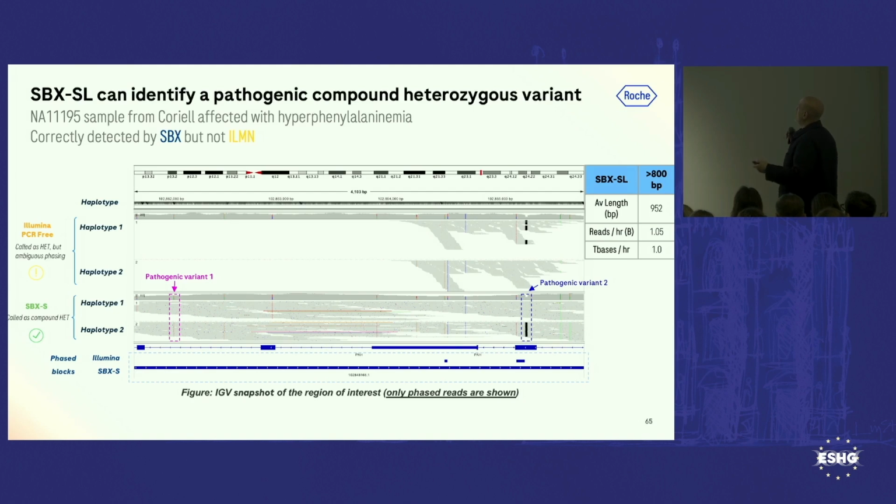Okay, and this is just one last thing on this, which was a pathogenic compound heterozygous variant from a sample that was affected with hyperphenylalaninemia, easier to say. And we were able to correctly detect it with SBX-SL, but not with Illumina or SBXD for that matter. Again, similar read throughput here, a billion reads in 1 hour of sequencing.